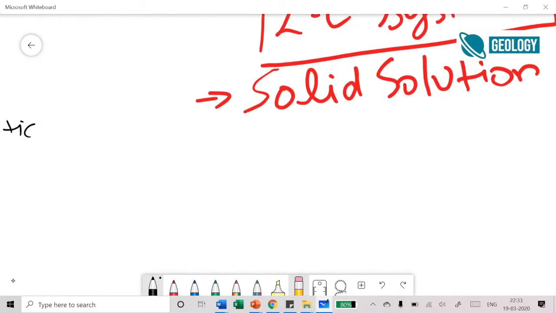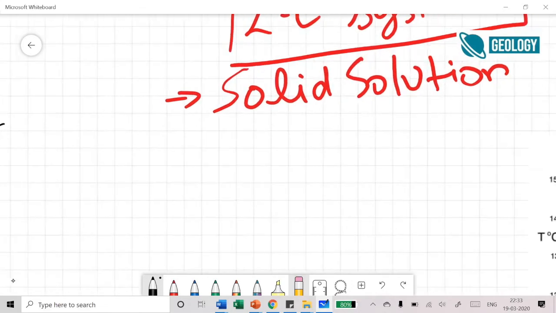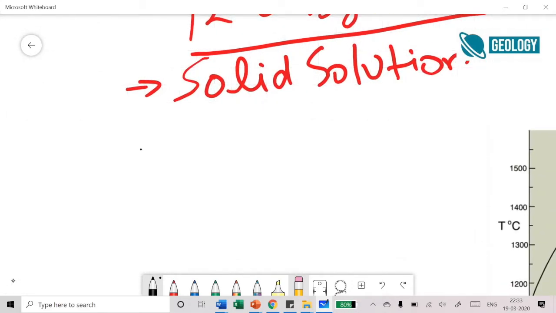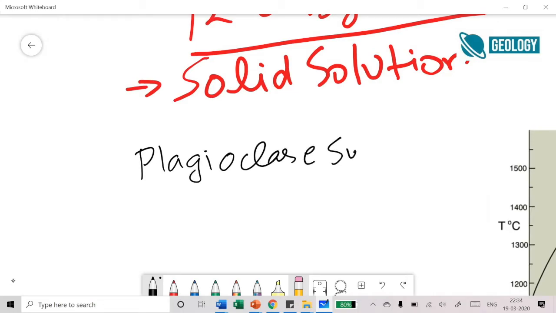So now what is the basic solid solution that we are going to study in this lecture? In igneous petrology, the most studied solid solution is the plagioclase system. The plagioclase system.